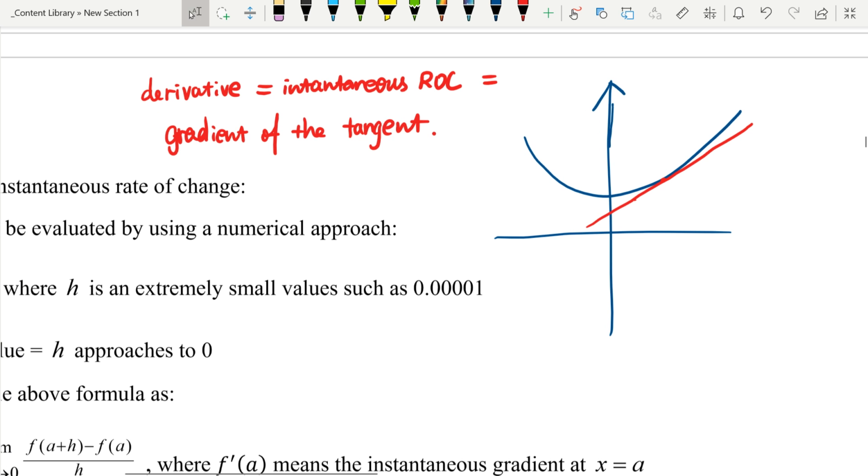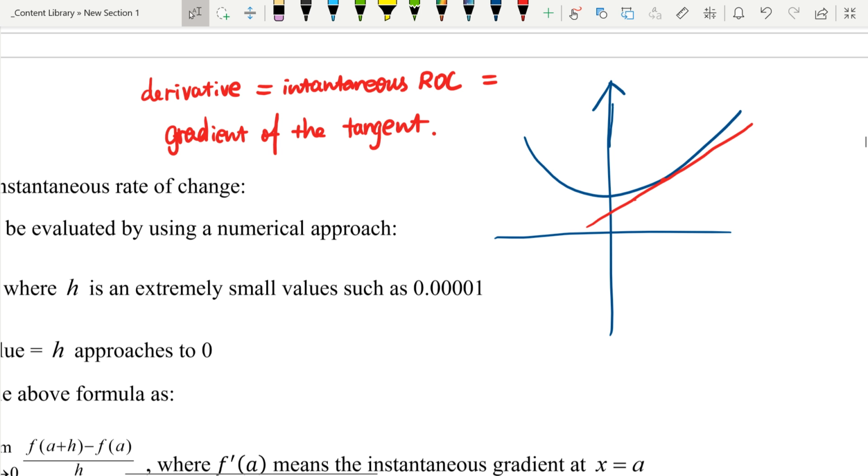Yesterday when I talked about a method, I said I can approximate the instantaneous rate of change. There are two methods. One is the graphical one: I draw the tangent, take two points from the tangent and then find the gradient. What's the other method? Well, you know the function.